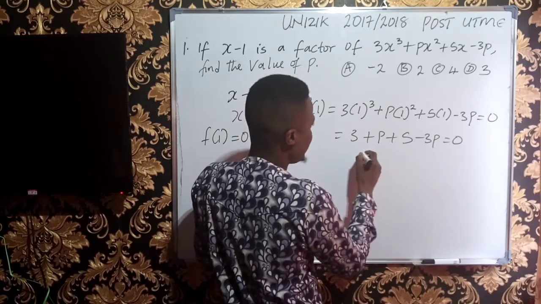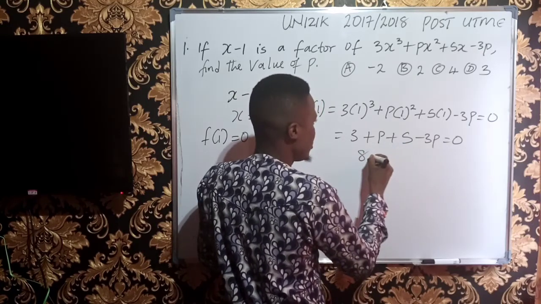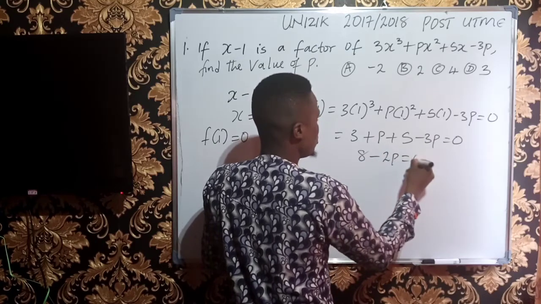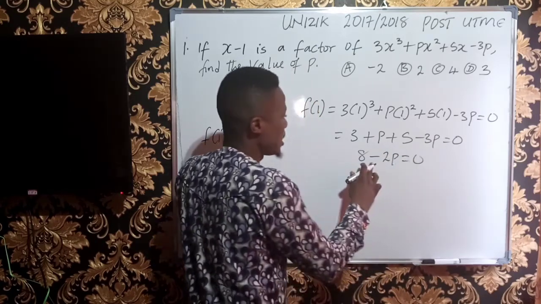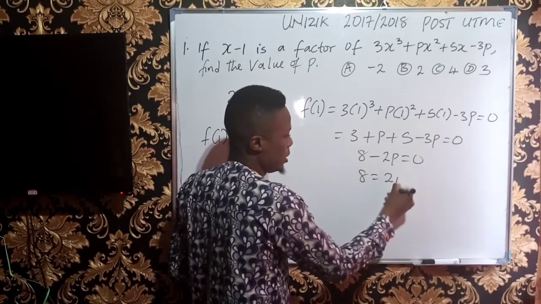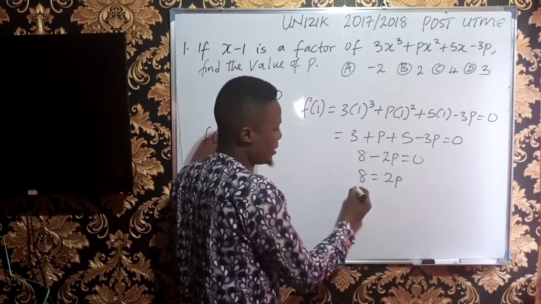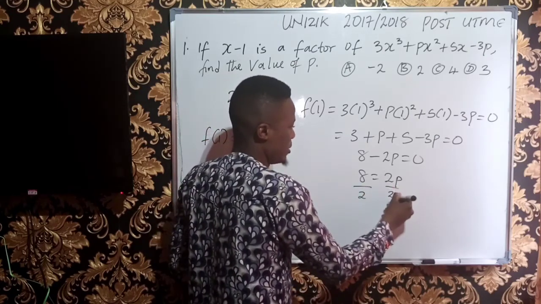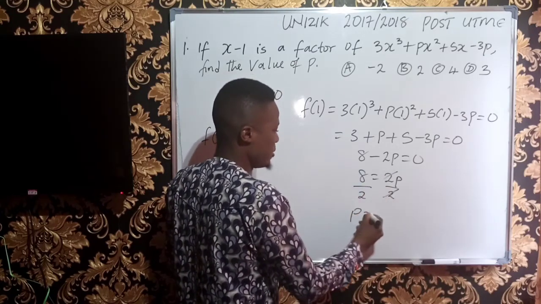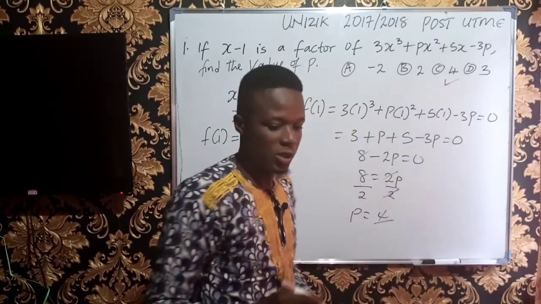Now 3 plus 5 is 8, p minus 3p will give us minus 2p equal to 0. Now let minus 2p come over here. We shall have that 8 is equal to 2p because when it comes here it is positive. To get the value of p, I will divide both sides by 2. So 8 divided by 2 will give us 4. So the answer is option C. So this is number 1 question.